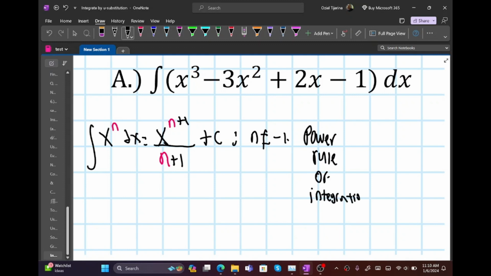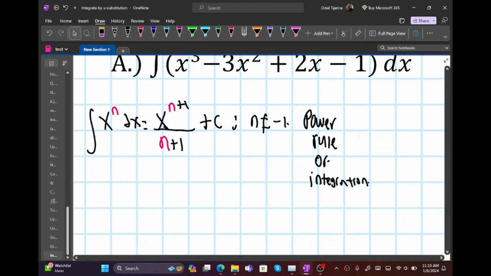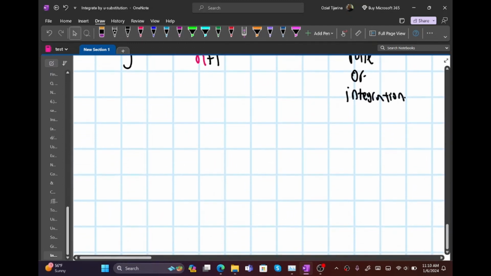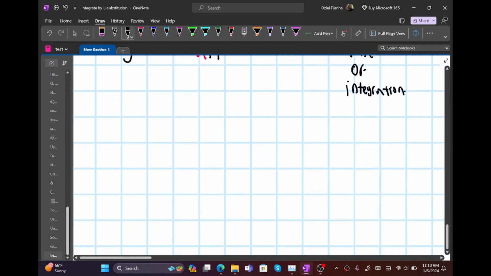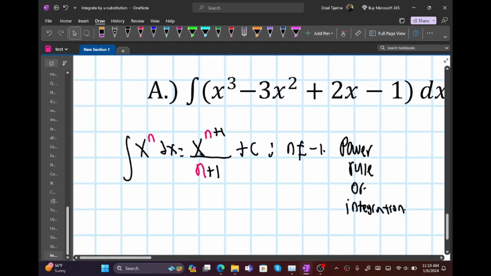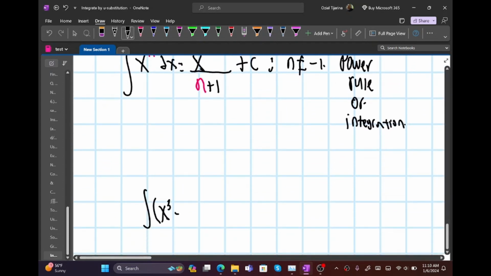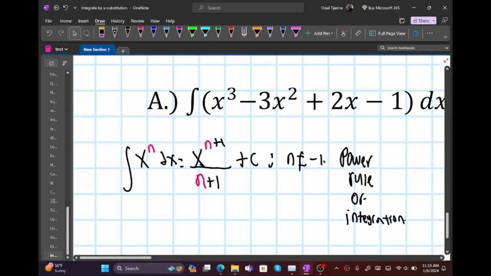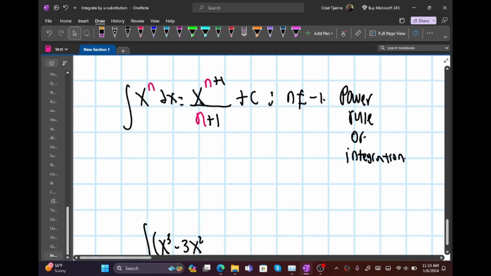Like I said, n does not equal -1. So in this problem, we have the integral, and I'm just going to write it down very quickly. Now, polynomial integrals are one of the easiest types. As long as you remember this rule, you're good to go. This is one of the most basic types of integrals.